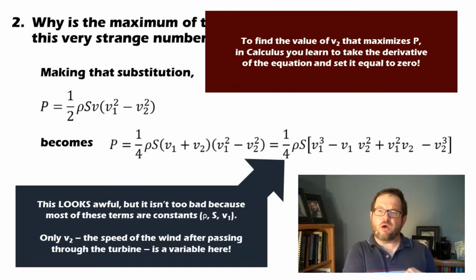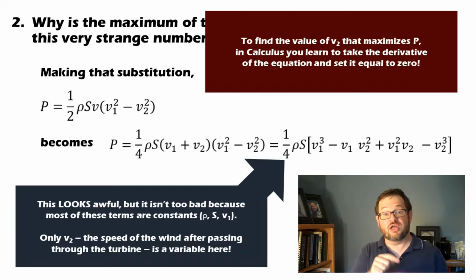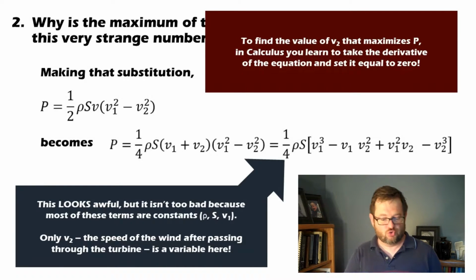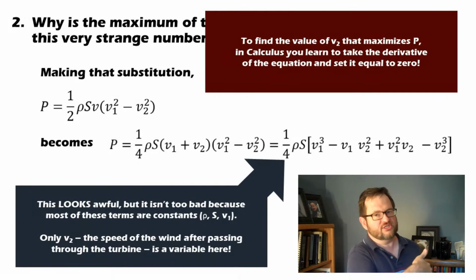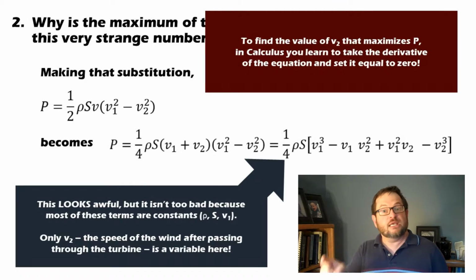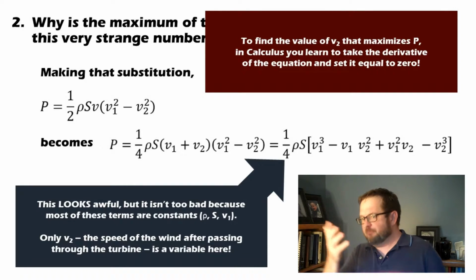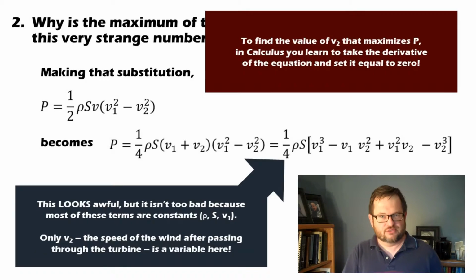So this is the power being produced, and it depends on the downstream wind speed, V2. This is where calculus comes in. This is the kind of problem calculus is made to solve. Calculus gives us a way of figuring out what speed V2 maximizes the power P. We know if V2 is equal to 0, there's no downwind speed at all, so the power is going to be 0. If V2 is equal to V1, the wind speed upwind, the power is also going to be 0.